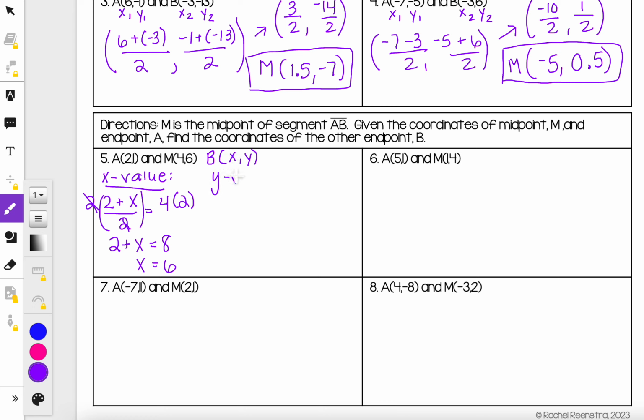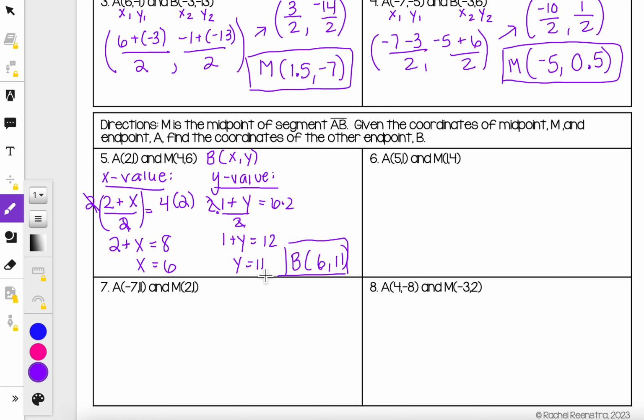Now I want to find the y coordinate, or my y value. So 1 plus whatever this y value is, divided by 2, is going to equal that midpoint value of 6. Again, I'm going to multiply both sides by 2, and I have 1 plus y equals 12, or y equals 11. Okay, so I know the coordinates of B are 6, 11.